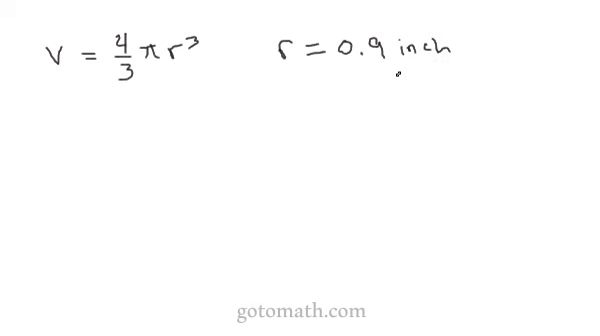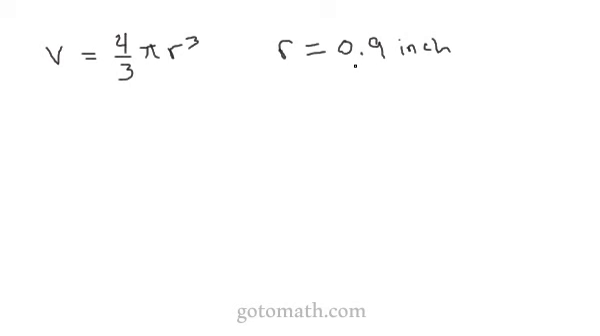Alright, the first thing I'm going to do here is state a formula we're going to need. The volume of a sphere is V equals 4/3 pi r cubed, if I remember right. Then let's state some numbers that we talked about: the radius of the ball bearing is to be measured at 0.9 inches.